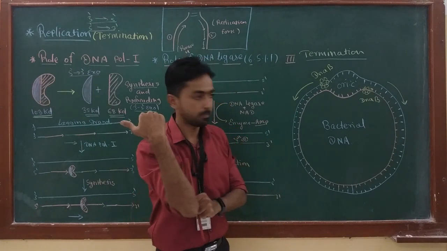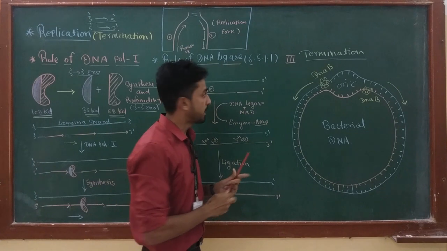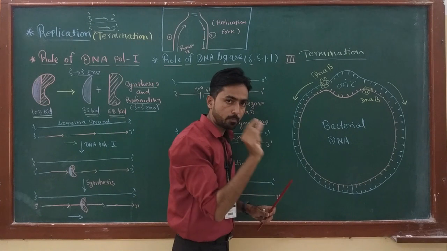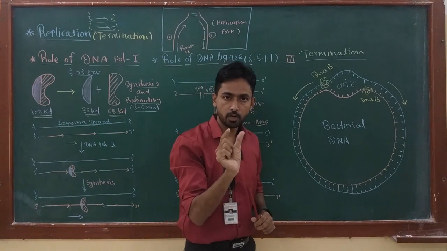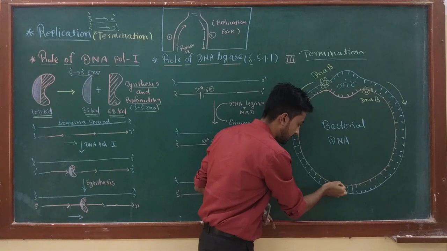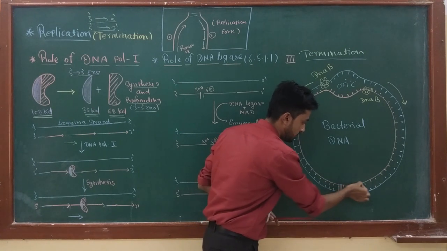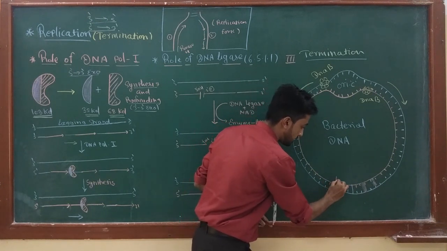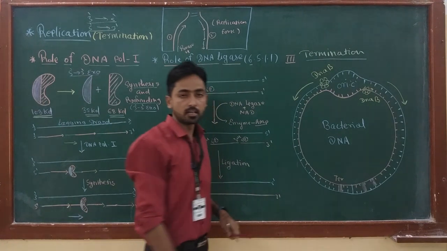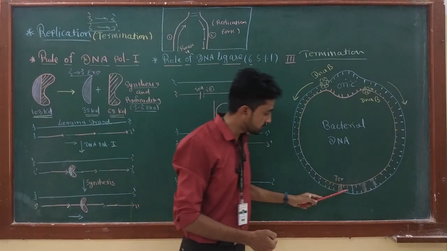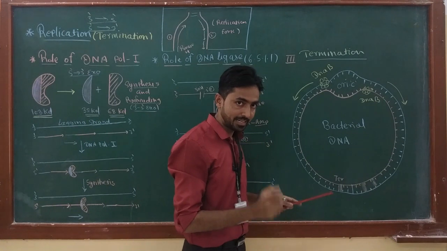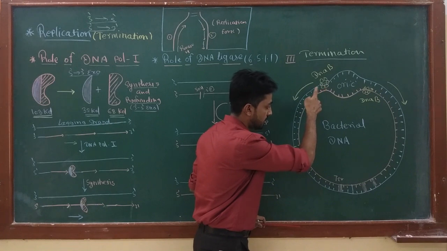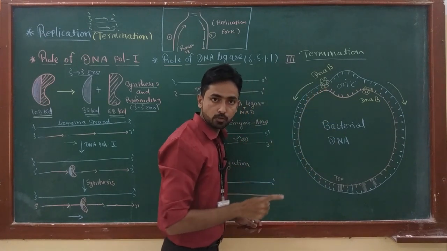So how exactly does this happen? We are going to see that part in termination. Now bacterial DNA like E. coli has a number of conserved sites, 23 to 25 base pair sites on the DNA. For example, here you can see one site, two sites, a third site. This site is called the TER site, the termination site. There are multiple termination sites present on the bacterial DNA. You can see this TER site directly takes part in inhibiting or terminating the process of replication.